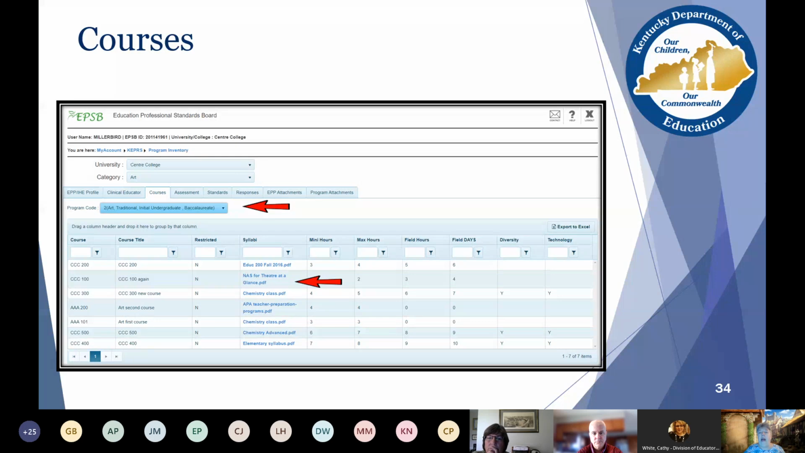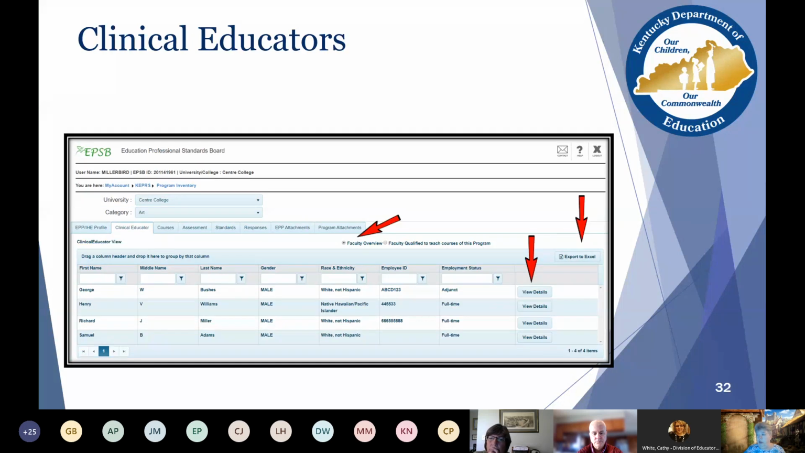There is a second faculty view, which is that second radio button that identifies the faculty who are qualified to teach courses in the program. The second view may have fewer faculty identified since they are the actual instructors of the courses.